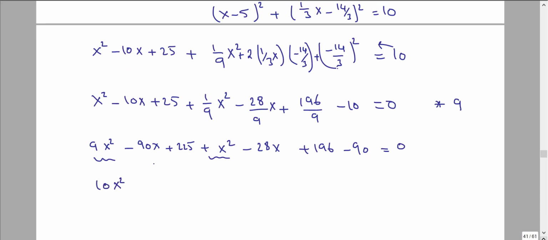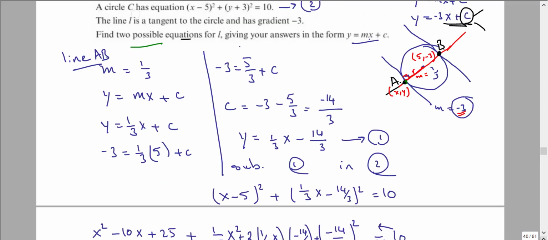So this is 10x squared. Take the terms in x. That would be negative 118x. Take the constant, this, and this. Can you put in the calculator 225 plus 196 minus 90? Can you do that?